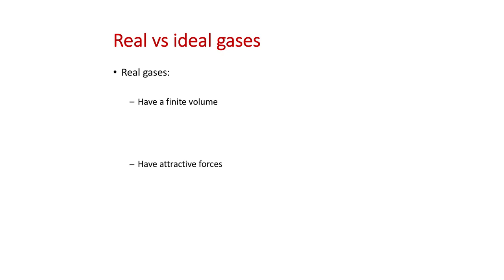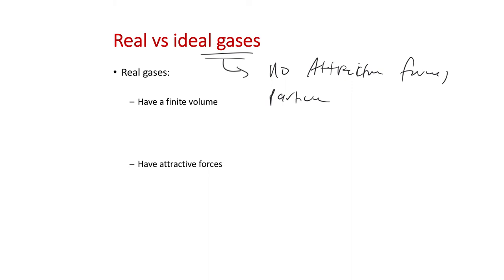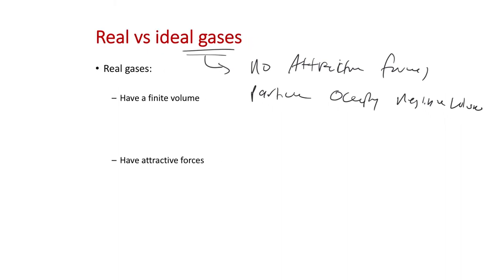Okay. So then the last topic in the chapter deals with real versus ideal gases. We've talked a lot about the ideal gas, which is the idea that the gas has no attractive forces, and that the particles occupy a negligible volume of the container. Whenever these two assumptions are broken, then we have a breakdown in our ideal gas law.